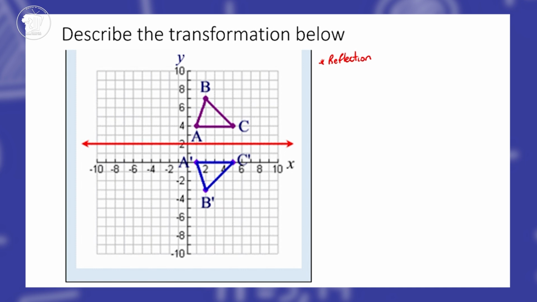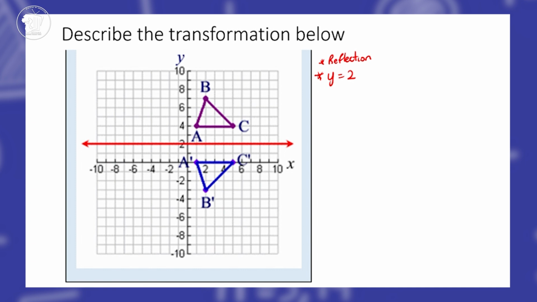And because it's a reflection, we must state the main things that must happen for a reflection to happen. And we know the key thing for a reflection would be the mirror line. So we see the line is drawn straight through this point here. So we see on the y-axis, the line is drawn through 2. So this reflection happens over the line y equals 2 because the line draws straight through 2 on the y-axis.